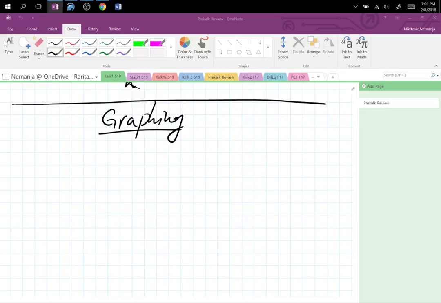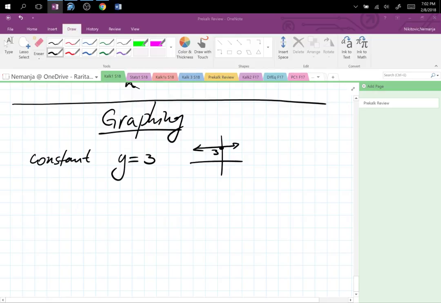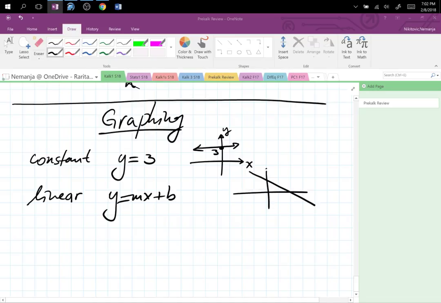So you have certain graphs that you absolutely must know, like the constant graph. Say y equals 3, which is just a horizontal line through 3. You have to know the linear graph. y equals mx plus b. That will be some kind of straight line. You have to know quadratic. y equals ax squared plus bx plus c, or whatever other equivalent form.